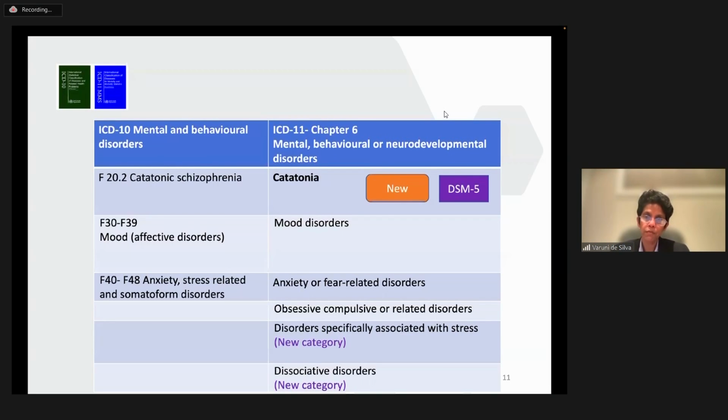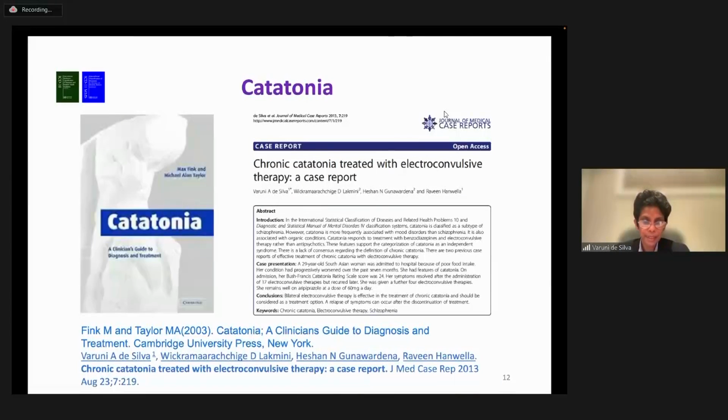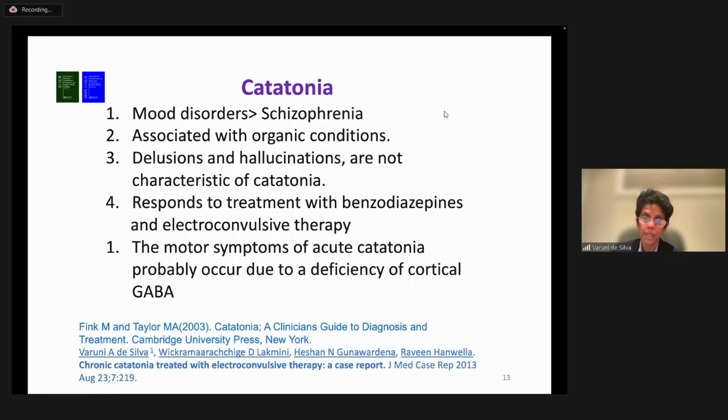Now, what is the reason for giving catatonia a separate category? I would suggest that trainees have a look at this book, Catatonia by Fink, and it really spells out the etiological basis for catatonia. If you can't access the book, you may be able to access this article which we wrote some time ago, and in the introduction we have summarized the reasons. So the book on catatonia was written in 2003, our article was done in 2013, so that means this talk about catatonia being not part of schizophrenia has been going on for a long time.